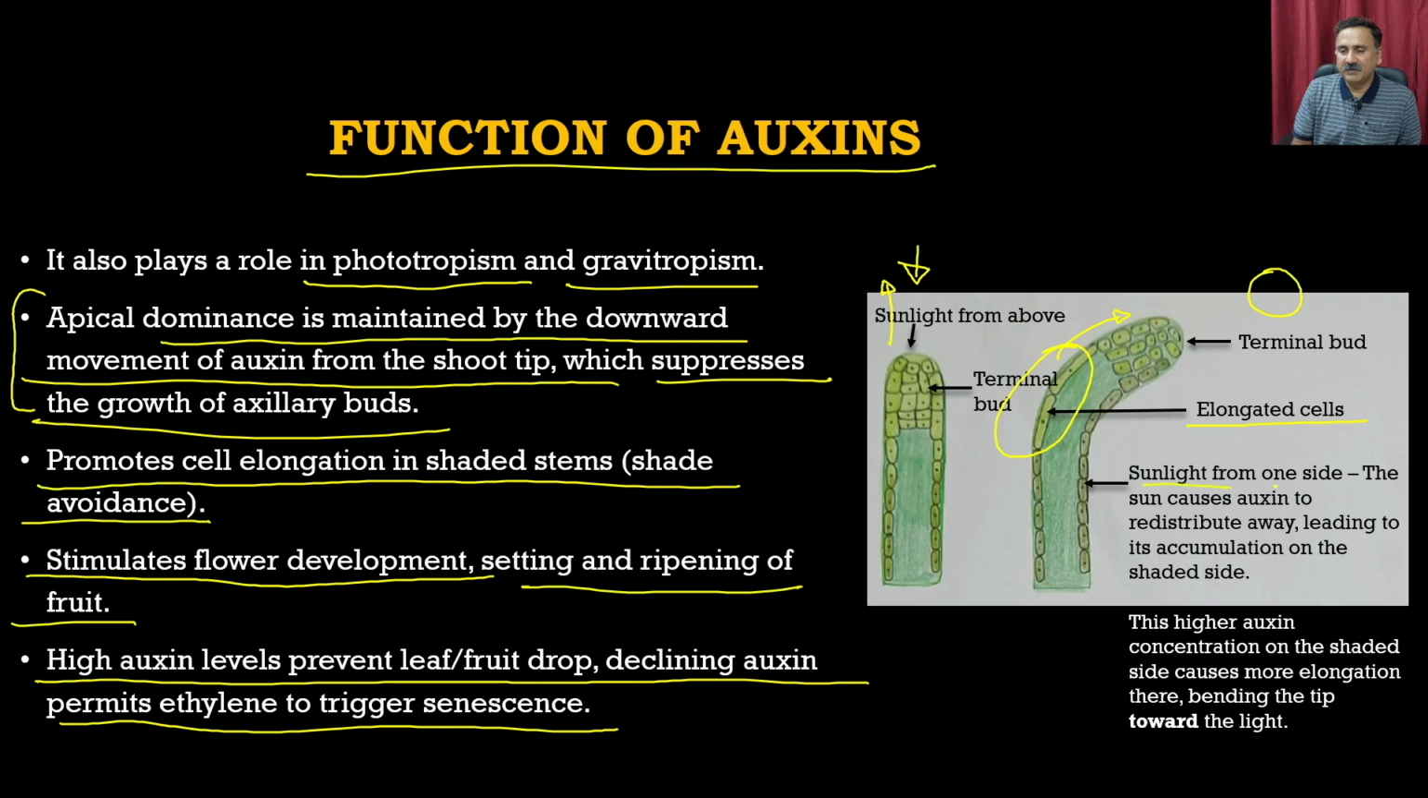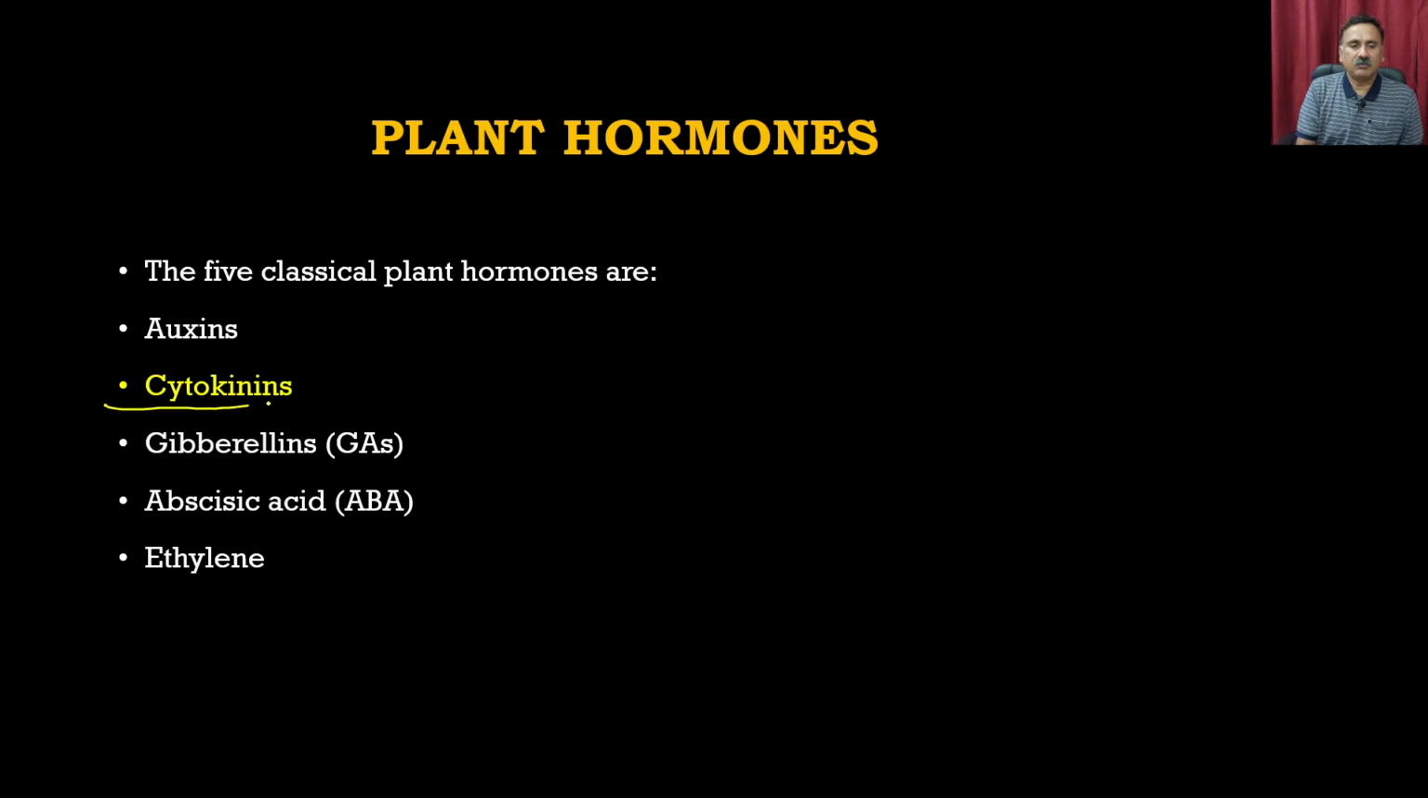So if you have sun from one side, the sun causes auxin to redistribute away, leading to its accumulation on the shaded side, right? So basically, on this side you have the sun, so auxin is going to accumulate on the opposite side, and because of that, it is going to allow this portion to grow larger compared to this portion, and that's how it is going to bend. Then we'll talk about the next hormone, and the next hormone is cytokinins.